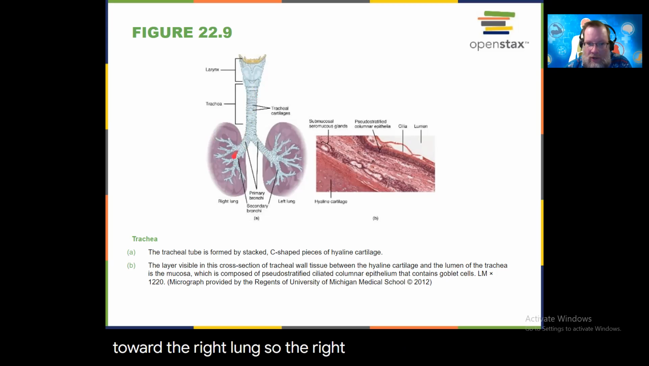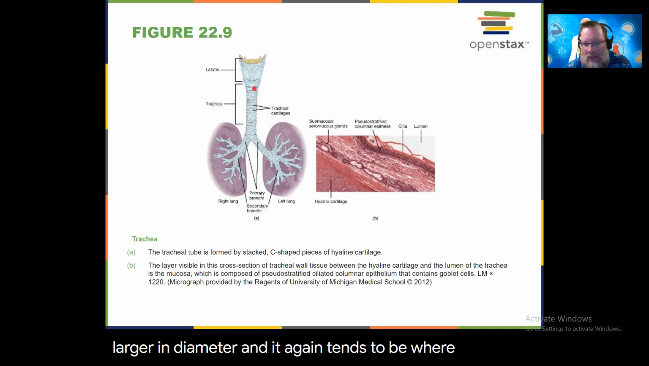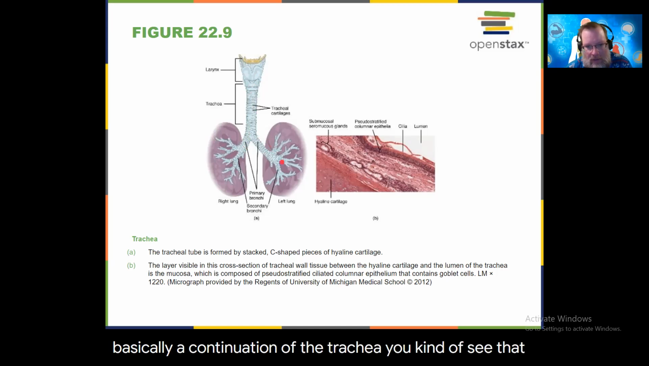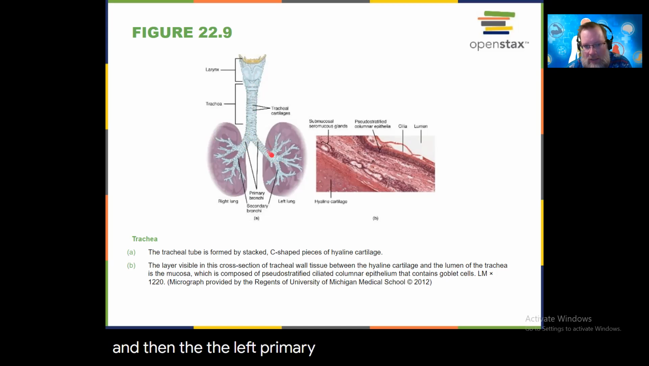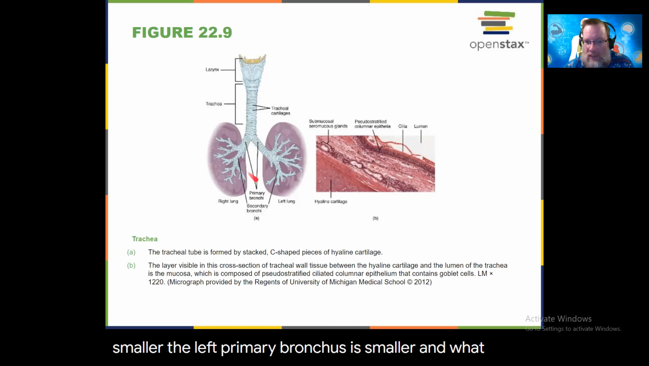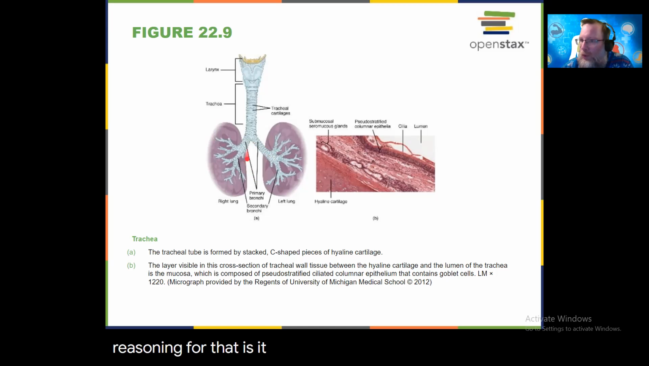So the right primary bronchus is a little larger in diameter, and it's basically a continuation of the trachea. You can see that, and then the left primary bronchus is kind of like an off ramp, right? So we've got the main line and we keep going, and then we've got this off ramp here. So the left lung is smaller. The left primary bronchus is smaller. And the reasoning for that is simply because of the location of the heart.